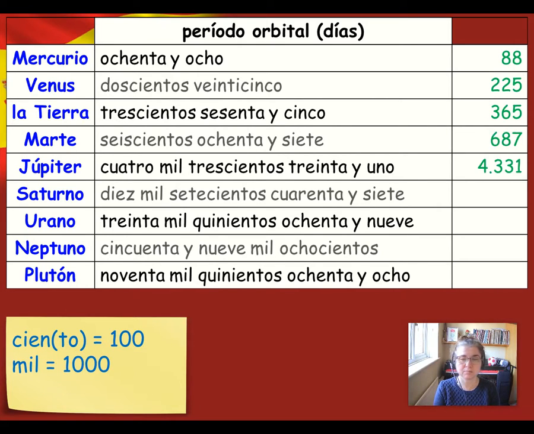Then Saturno, 10,747. 10,747, another big jump. Urano, 30,589. So how long does it take Urano to travel once around the sun? 30,589 days. And how about Neptuno? 59,800. How many days is that?